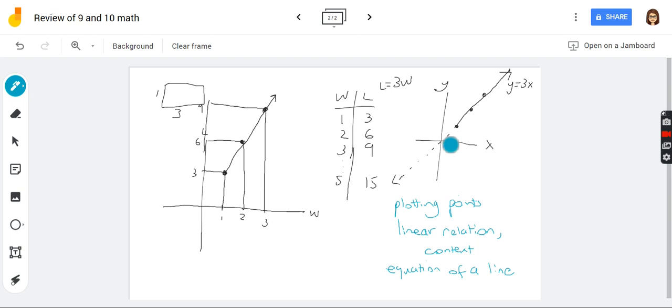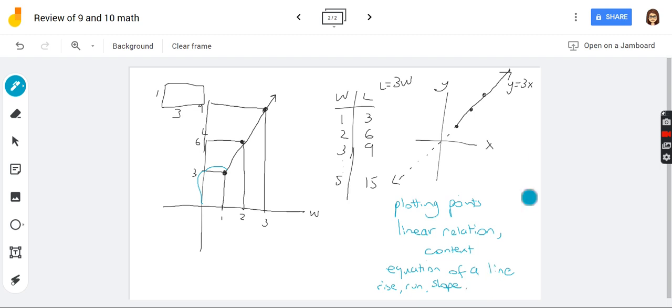Okay, and you can see that as we rise 3, we run 1, right? We rise 3, run 1. So that is the rise and the run, which when you rise 3 and run 1, the ratio 3 over 1 is the slope of the line.